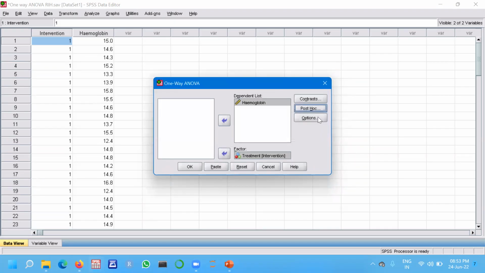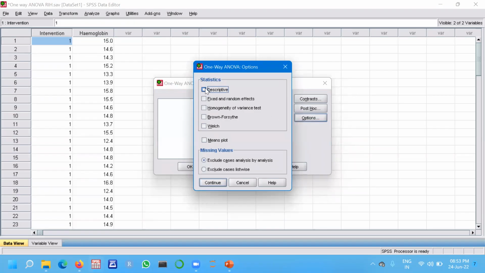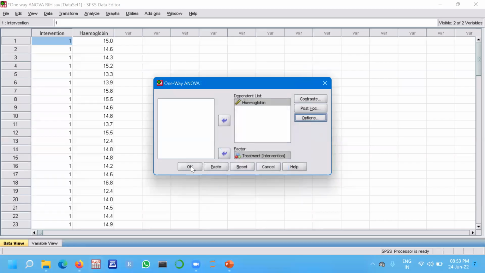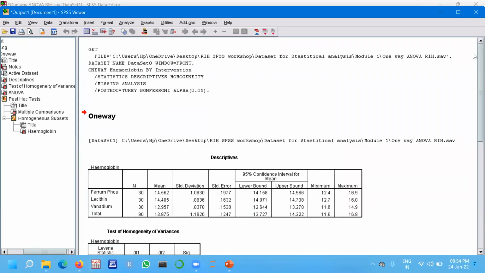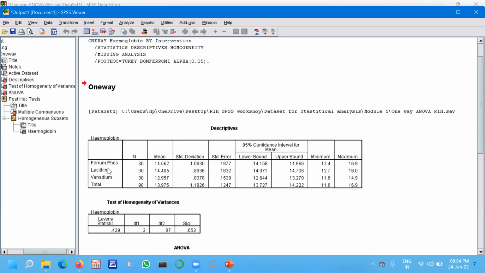Now options. Options is not required. If you want, you can give descriptive and homogeneity of variance. If you want, you can. Otherwise also you will get the result. Now give OK. In the output view, you have given the descriptive statistics also, right? Each group has 30 patients, so total 90: ferrum-phos group, lecithin, and vanadium group.